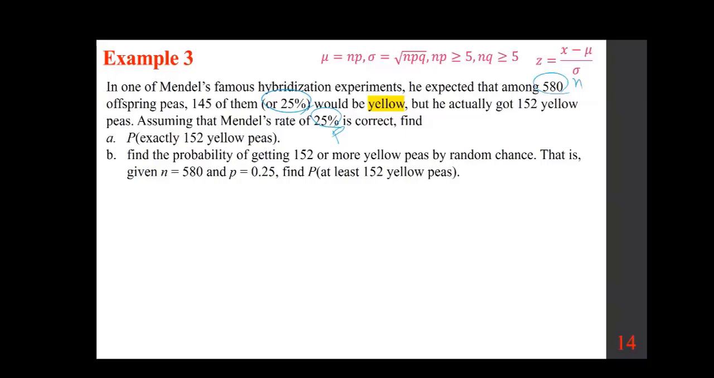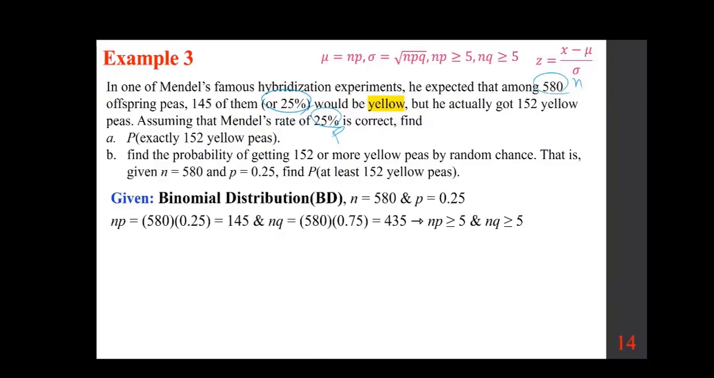We are using approximation. Therefore, we need to see if np and nq are large. So very fast, it is a binomial distribution because n and p are as follows, 580 and 0.25. This results in q, 1 minus p, 1 minus 0.25, or 0.75. We calculate the product of np and nq. Both of them are large. Therefore, we can do the approximation.